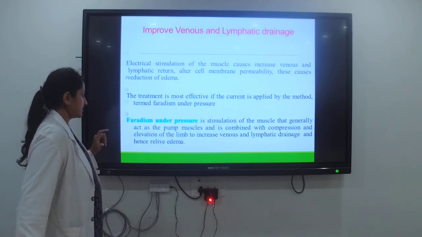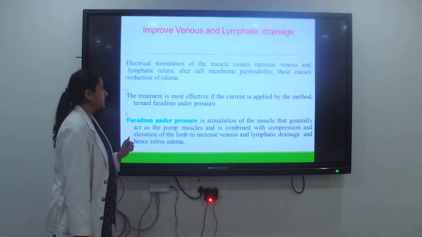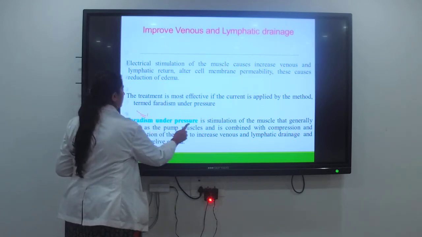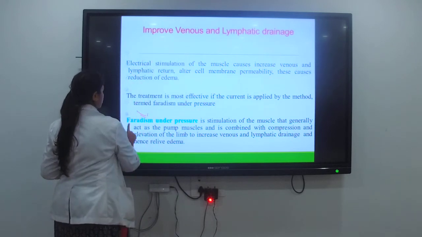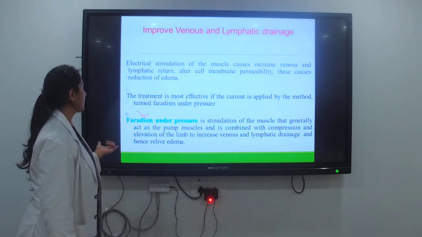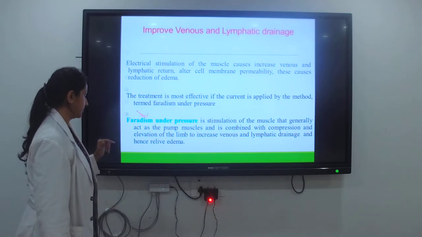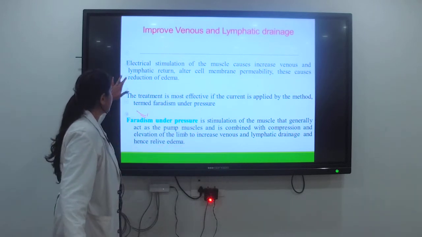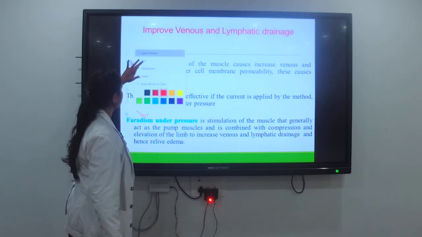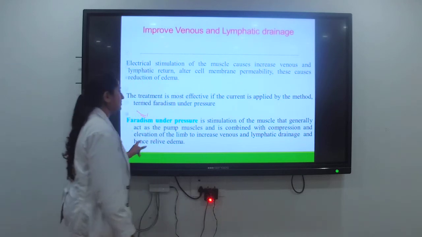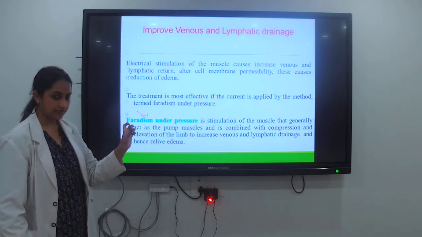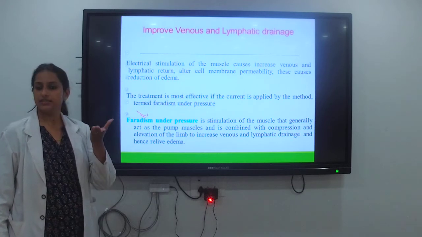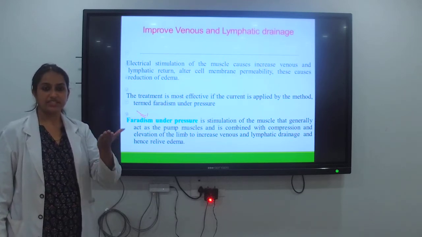Now we will see what Faradism under pressure is. Here the principle of Faradism under pressure is written. You just need to focus on this point, how Faradism under pressure works. What is the principle of that? They have written that there is a combined effect of compression and elevation. How is there a combined effect of compression and elevation? First, compression is caused by what? The crepe bandage. Second, how is elevation of the limb done? The elevation is done with the help of the pillow.